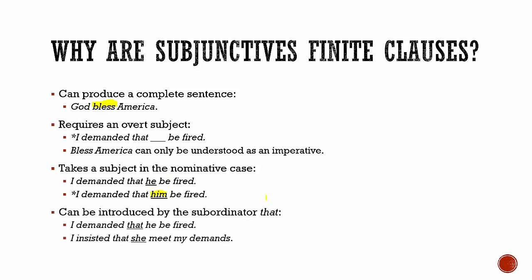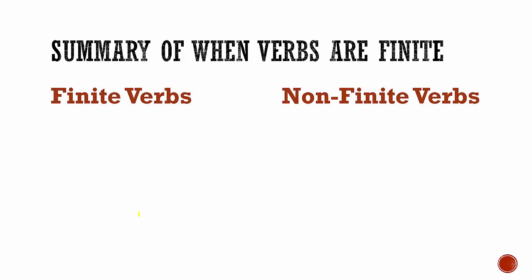And it can be introduced by the subordinator that. I demanded that he be fired. I insisted that she meet my demands. So we have, oops, I should have had that underlined there. So it can be introduced by the that subordinator, which says that the clause that it's introducing has to be finite. Okay, so as a result, we conclude that the plain form in imperatives and subjunctives is finite. Everywhere else is going to be non-finite.